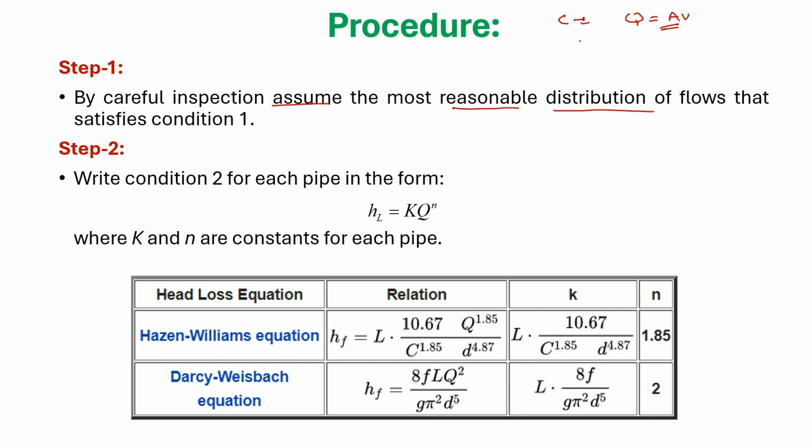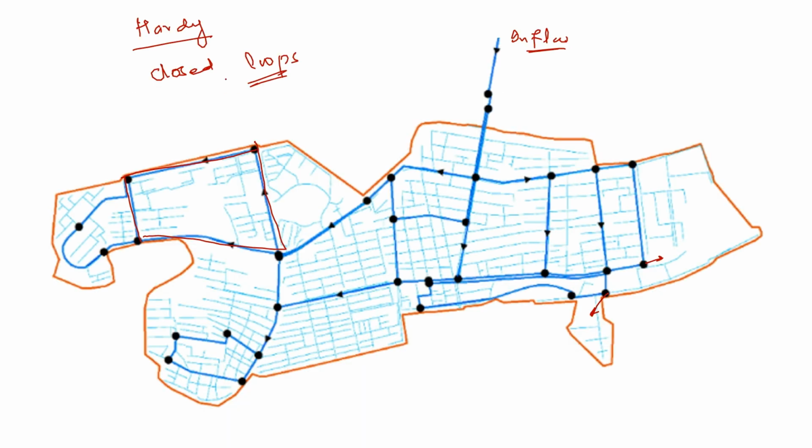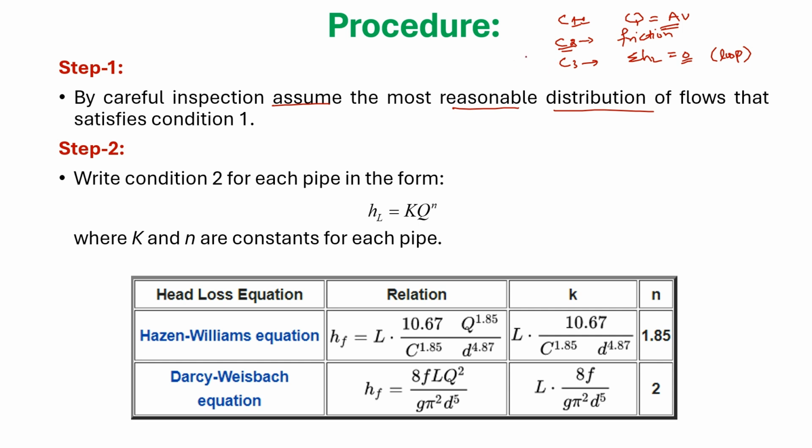This is condition number one, that our flow must follow the continuity equation. Condition number two says that friction laws are valid during this movement of flow within the pipe network. And condition number three says that the summation of head losses in a loop must be equal to zero. In a closed loop, that's why we call it a closed loop system. Because we need the head loss summation within the loop to be equal to zero.